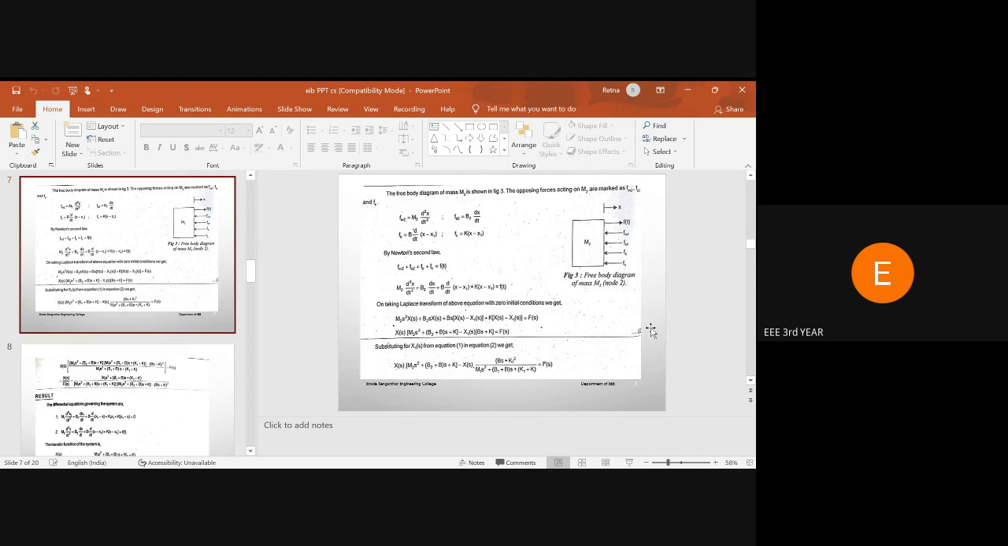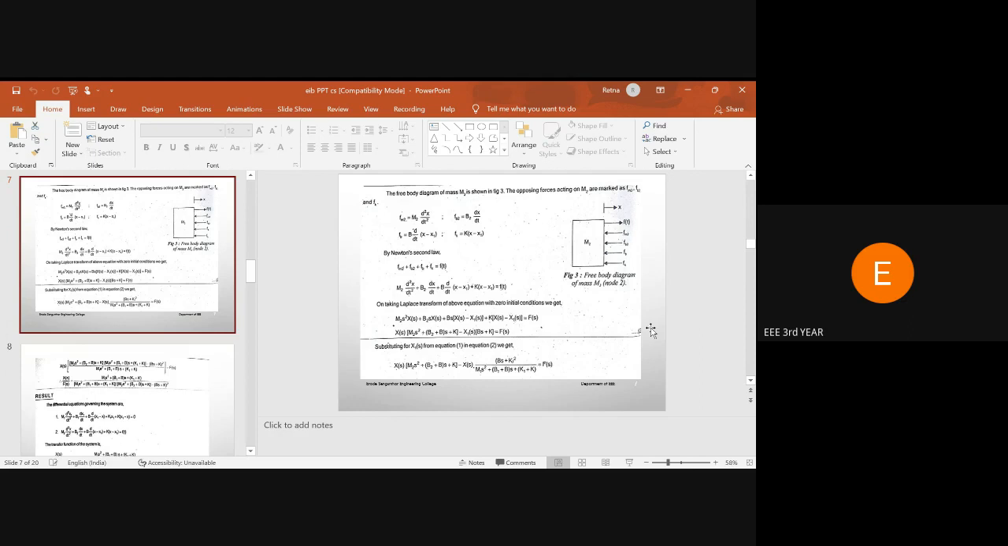Then finally we get m2 d square x divided by dt square plus b2 into dx divided by dt plus b into d(x minus x1) divided by dt plus k into x minus x1 equal to f of t. So then find the Laplace transform of the above equation. We get m2 into s square x of s plus b2 into s into x of s plus b s into x of s minus x1 of s plus k into x of s minus x1 of s equal to f of s. Next, split into two forms, x of s and x1 of s.